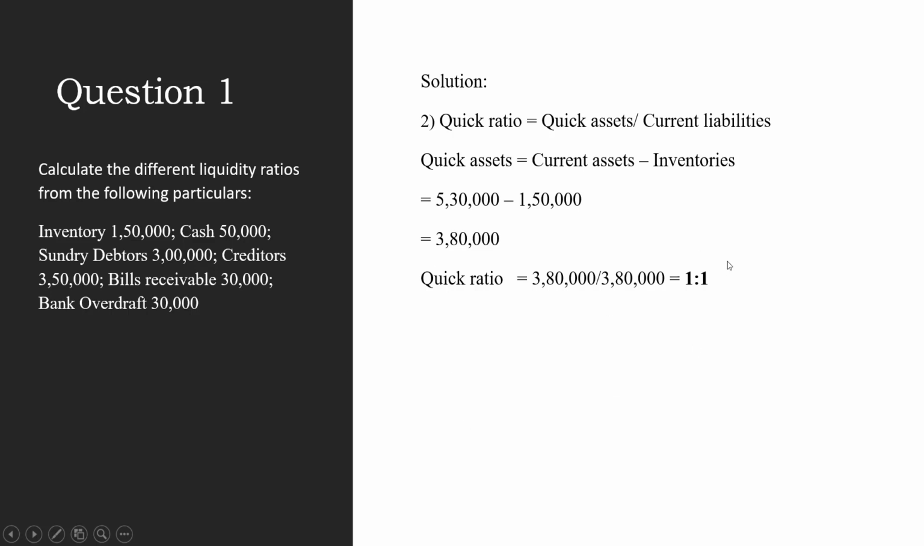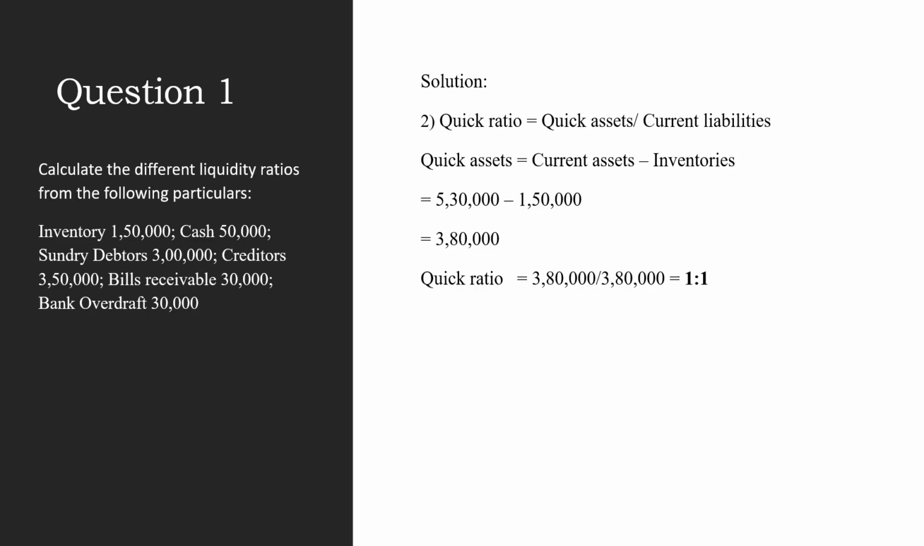Now suppose in this case, instead of 1:1, we get the value 0.3:1. In that case what will happen? This is not matching, right? That means 0.3 is less than 1. So in that case, the quick assets, the assets which the company should have, are not sufficient to pay the money. Now you can understand it this way: suppose you have taken a loan from a bank of 30,000 rupees.